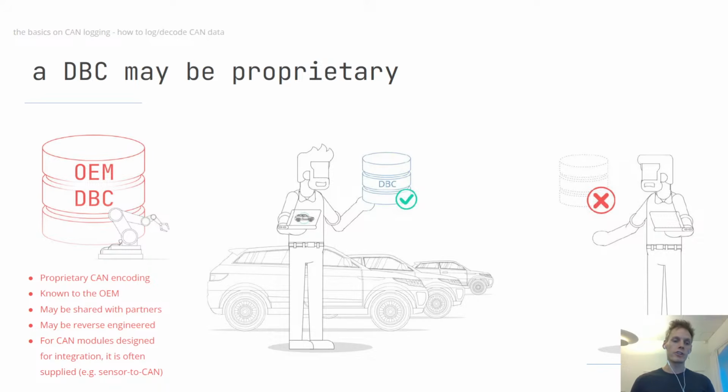We at the CSS, for example, sell various modules that output sensor data through CAN bus. And of course, for that to be useful to our end customers, they need the DBC file, which we, of course, share free of charge together with the products.